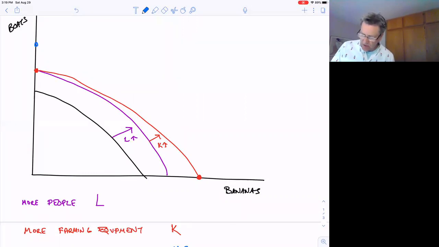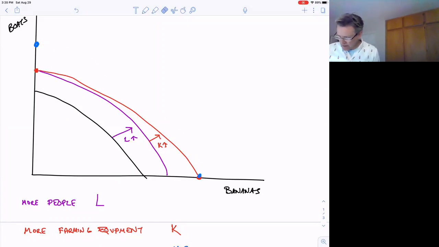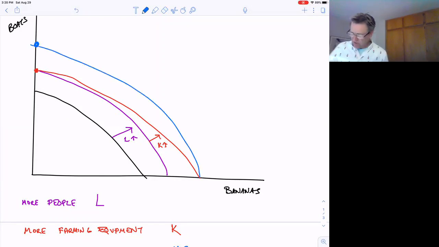That should help out with making more boats. If we make nothing but boats, we should be able to make more of them, but it's not going to help out with making bananas. So that'll change the PPF. Well, that's not much better. Let's see here. How's that? Okay. So with more human capital for making boats, once again, it should shift this PPF out to the right. It increases the possibilities of what the people in this country can do.